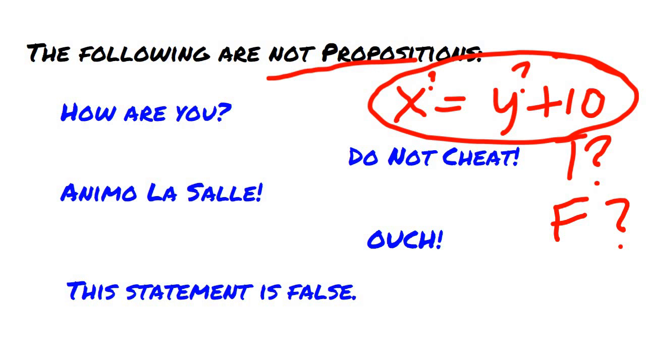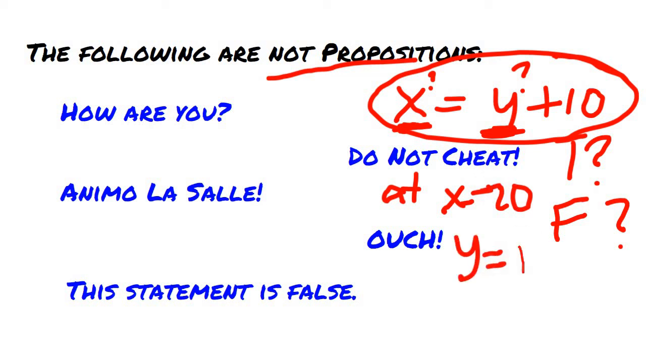It can only be a proposition if we specify a certain value for variable x and a certain value for variable y. In that case, it will become a proposition. Say, let's make x is equals to 20 and y is, say, 10, and that proposition is true. But without these particular values, the original statement is not a proposition.